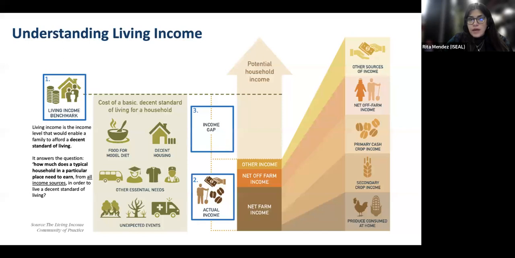So this is really important, because one of the challenges that we face when we look at this concept is to really be able to measure adequately both living income benchmarks and actual income of farmers or smallholders, and to be able to understand the gap. So when we look at the diagram, we can see there's a little bar in between actual income and the benchmark, and that's referred to as the income gap, which is defined as the comparison between the actual income and the living income benchmark. So that's an indication of how far that actual income is from the ideal situation of that minimum living income benchmark.